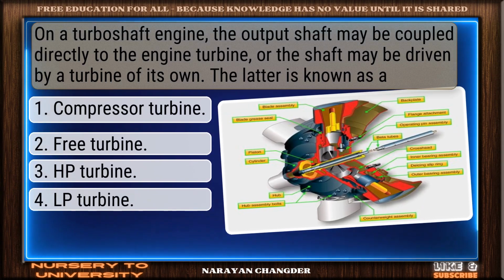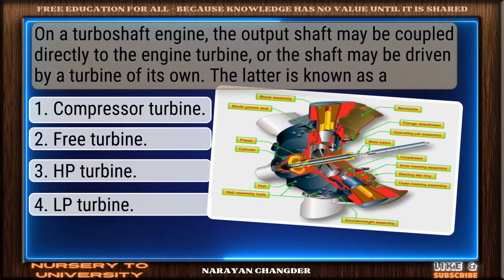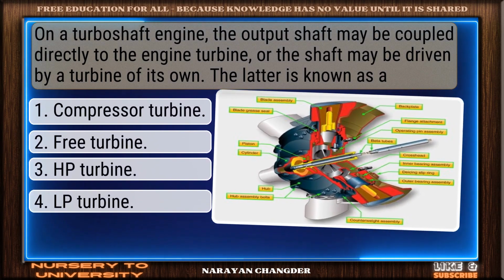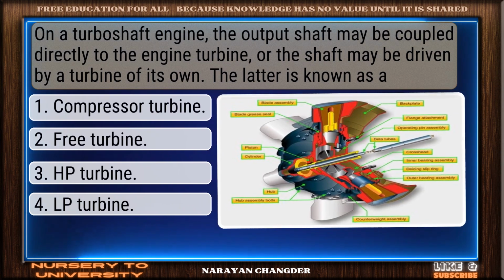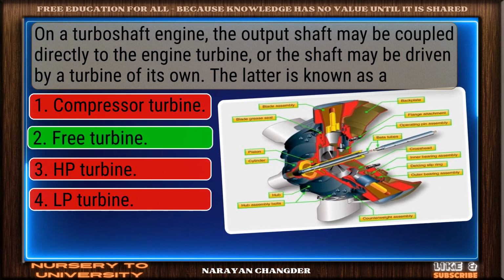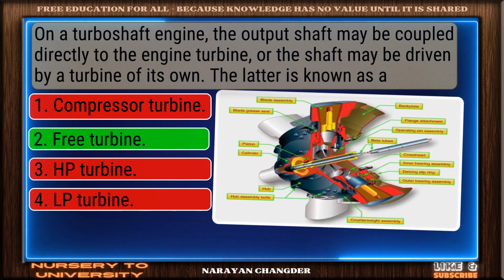On a turboshaft engine, the output shaft may be coupled directly to the engine turbine, or the shaft may be driven by a turbine of its own. The latter is known as a... Bravo! Free turbine is the answer.